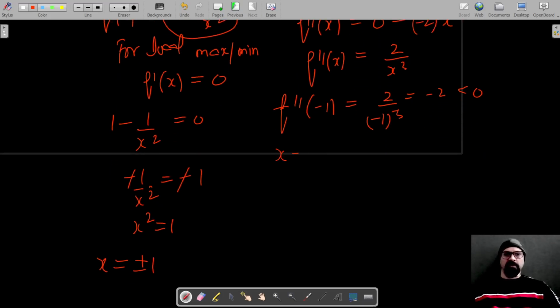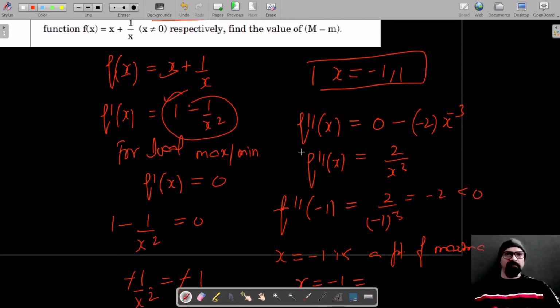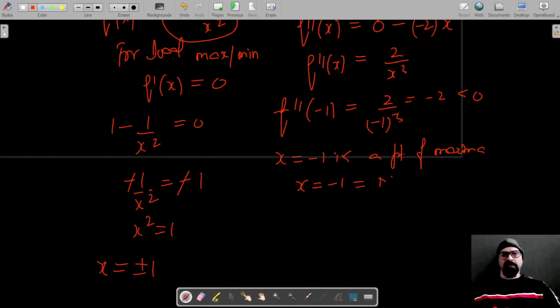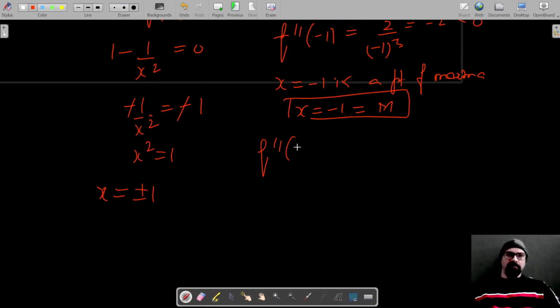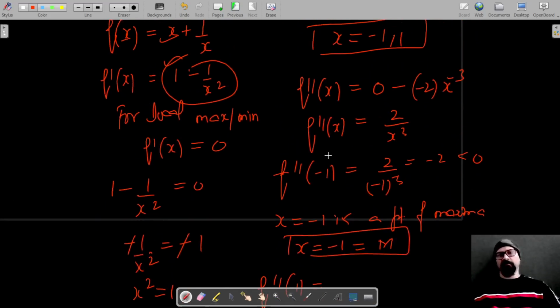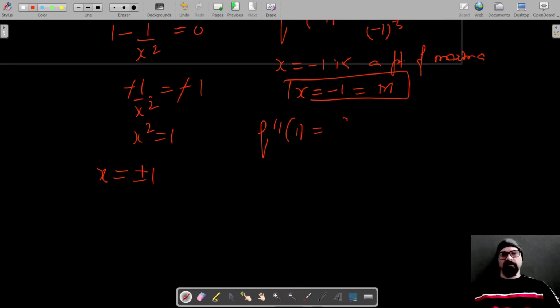So that means x is equal to minus 1 is a point of maxima. So x is equal to minus 1 is a point of maxima, and a point of maxima is denoted by capital M. So this is M. Now for the second order derivative at x is equal to 1, it's 2 upon 1 cube, which is 2, which is greater than 0.